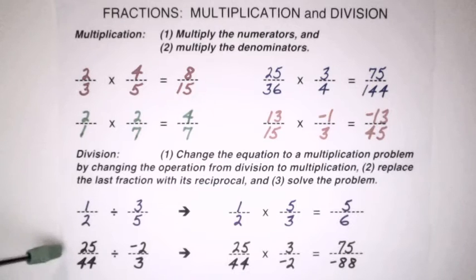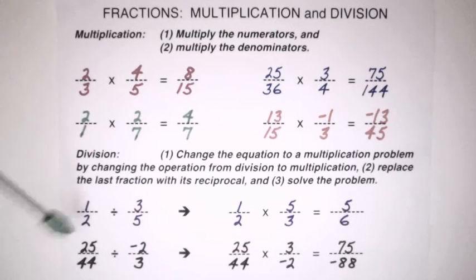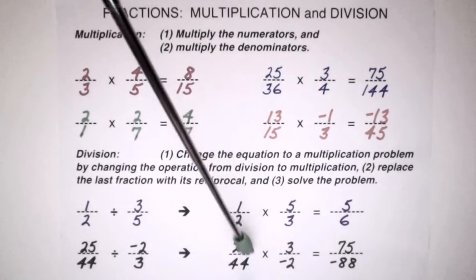Let's look at this last example. 25 over 44 divided by -2 over 3. I need to rewrite this as a multiplication problem. There's no problem with this first fraction. I don't care if it was a negative fraction. It's not a problem. We can read it. It's positive 25 over 44. So write that.